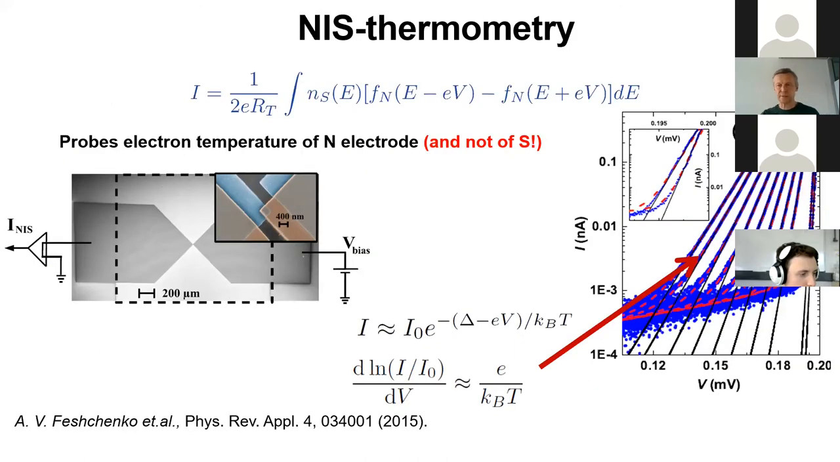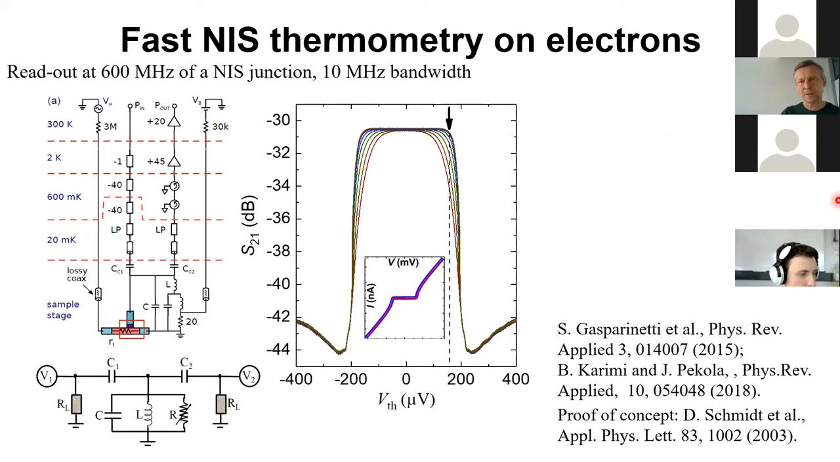Okay, so this is indeed what we do all the time in the laboratory. This is very standard, and you can see it in the experiments that I show. So this is good for bolometry. When you measure temperatures at a slow pace, you can just average the voltage across the junction when you keep the junction at constant current, and you can see the voltage changes there.